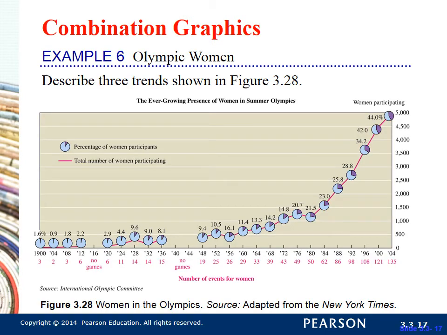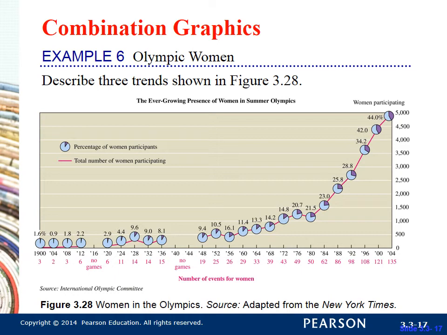All right, now this one here, Olympic women, describing 3 trends shown in figure 3.28. All right, so this map is about the ever-growing presence of women in Summer Olympics. So here we got lots of stuff going on. There's just so much going on. I have to look at my key here. So the little circle with the wedge is the percentage of women participants. The pink line is the total number of women participating.